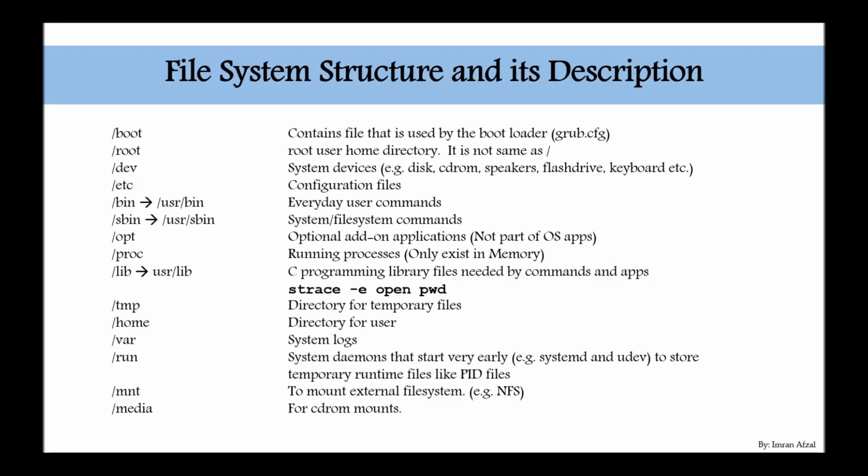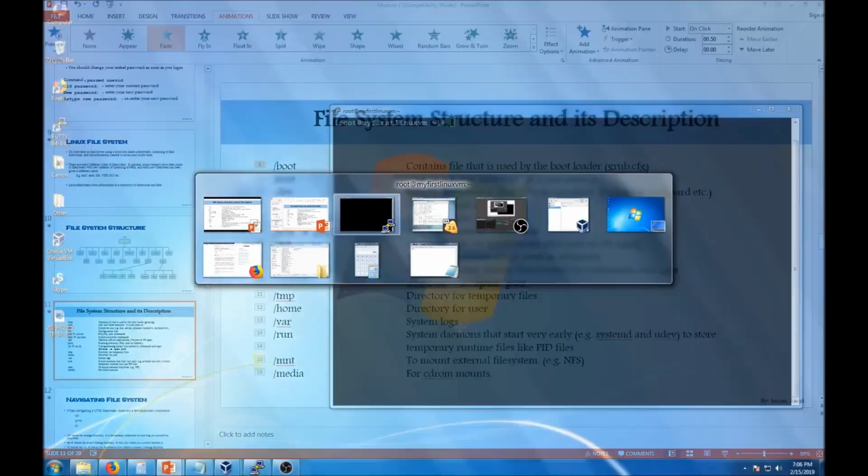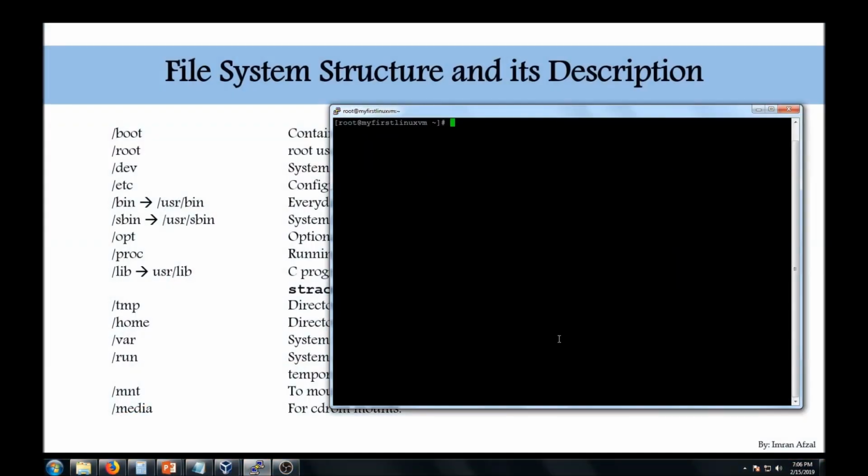So that's the list of all the directories that we have. That's the file system structure and its description. And now I'm quickly gonna go into my Linux system and I'll show you exactly each one of them and how it is set up.